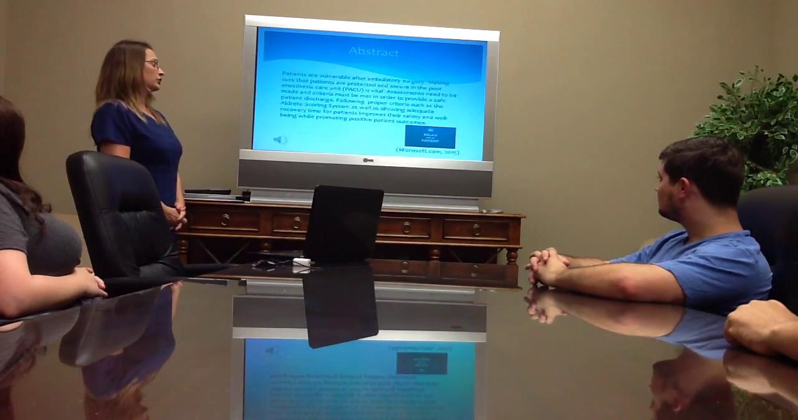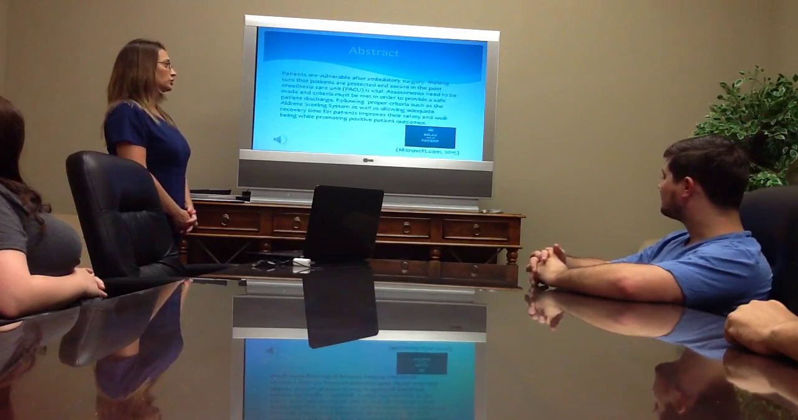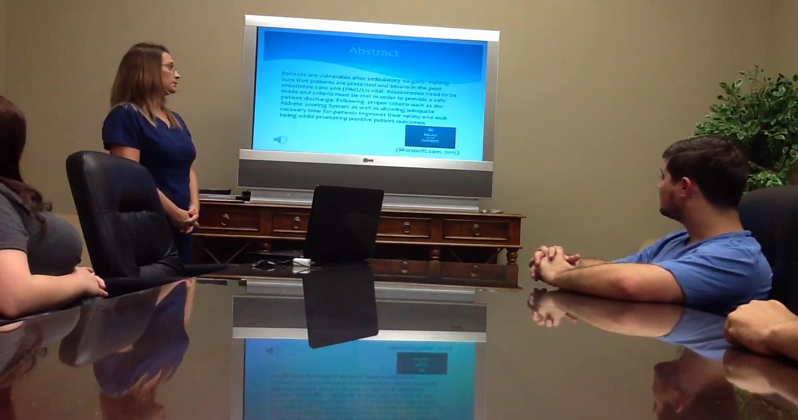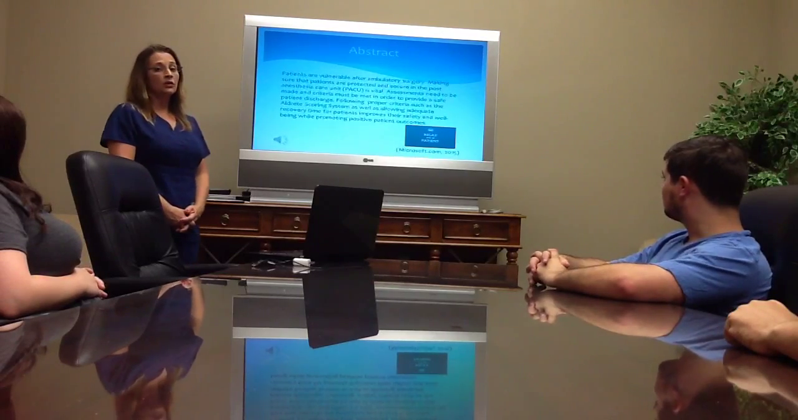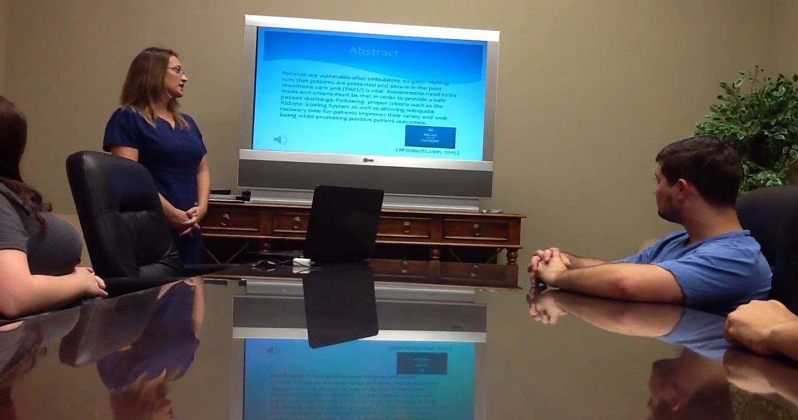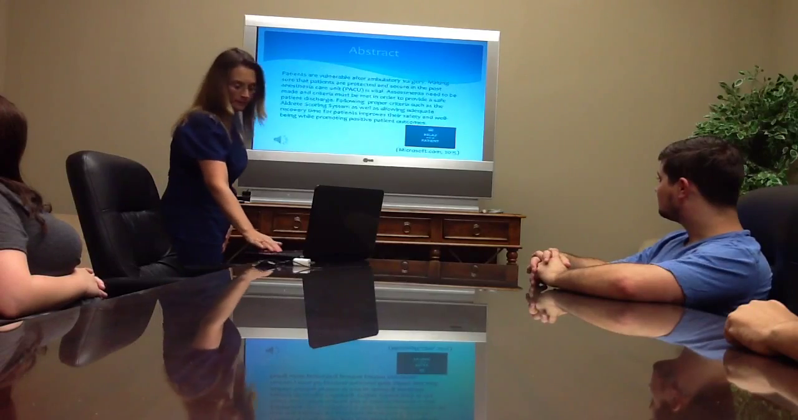Assessments need to be made and criteria must be met in order to provide a safe patient discharge. Following proper criteria such as the Aldrete scoring system, as well as allowing adequate recovery time for all patients, improves their safety and well-being while promoting positive patient outcomes.